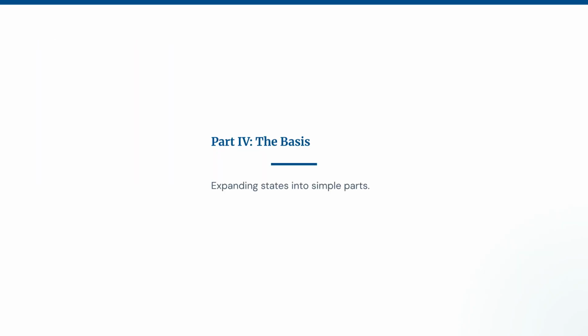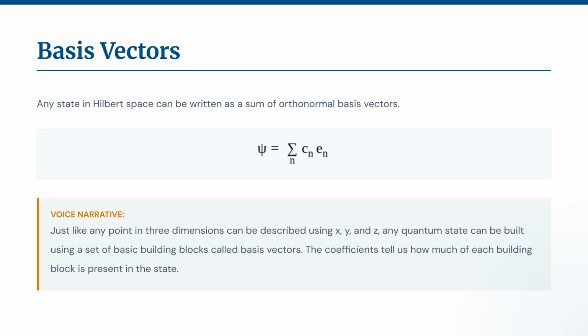Part 4 covers the basis, which means expanding states into simple parts. Just like any point in 3 dimensions can be described using x, y, and z, any quantum state can be built using a set of basic building blocks called basis vectors. The coefficients tell us how much of each building block is present.